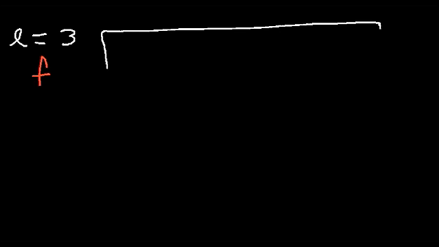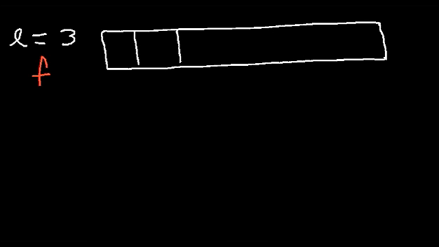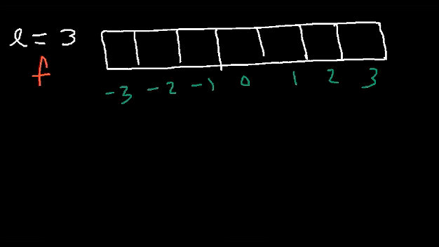Finally, when L is 3, we have the F sublevel, and F contains 7 orbitals: 1, 2, 3, 4, 5, 6, 7. So when L is 3, ML can be anywhere from -3 to 3. Every value for ML corresponds to a particular orbital within a sublevel.